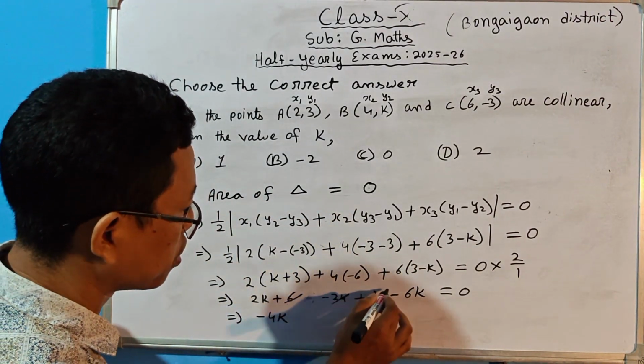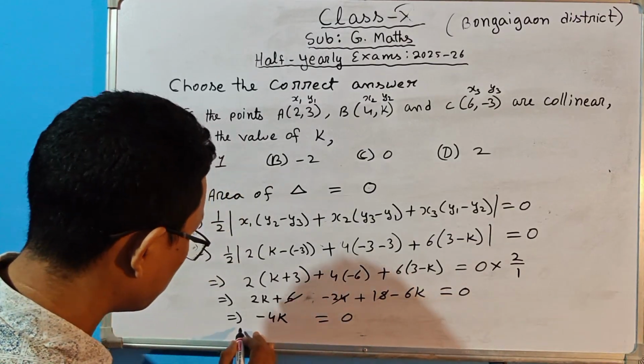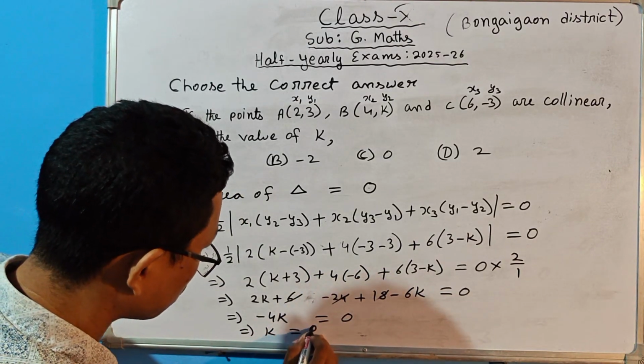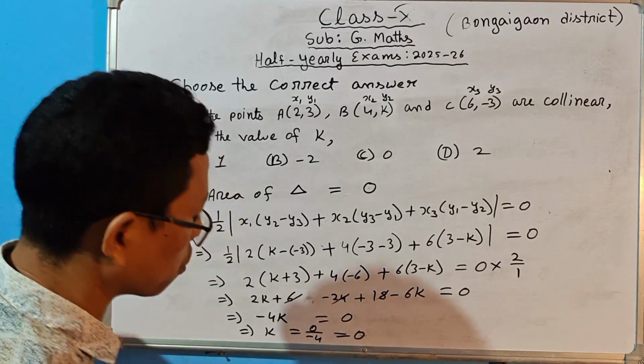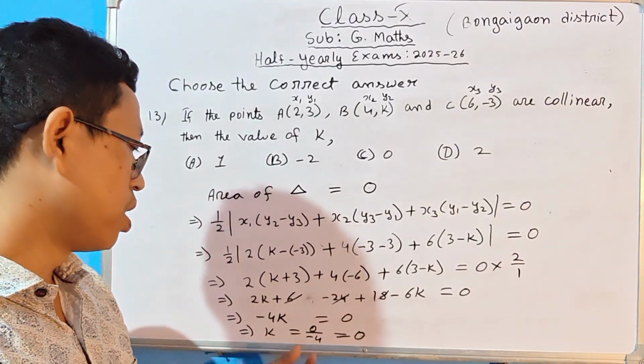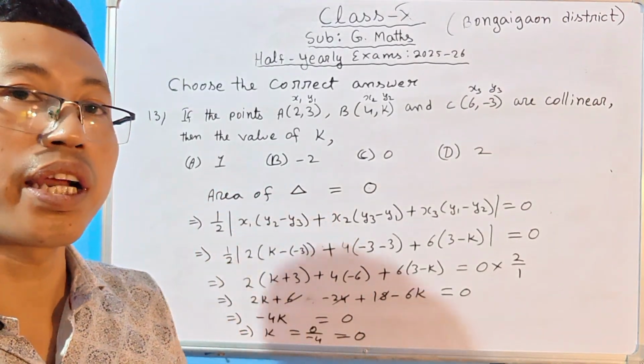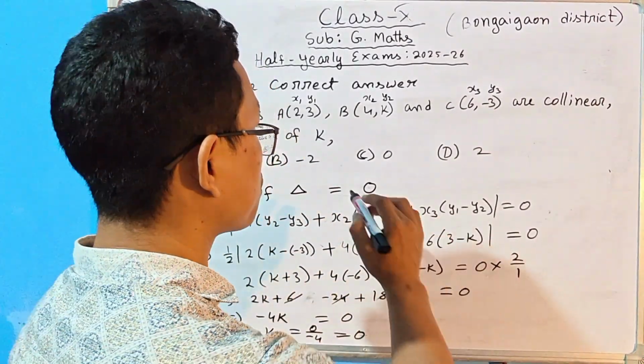All this cuts off, then we have finally 0. So the value of k is 0 divided by minus 4 is equal to 0. So what is the value of k? The value of k is 0. Then which is the correct answer? The correct answer is option C.